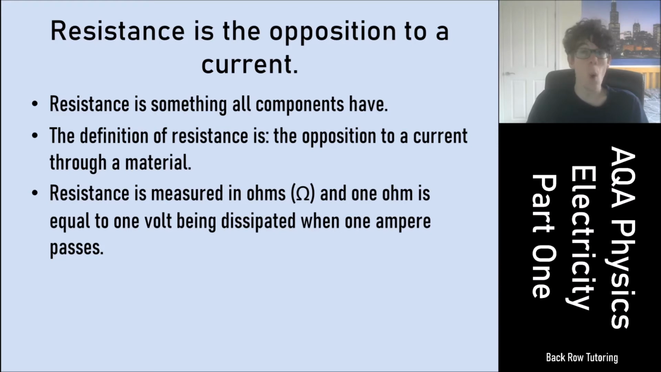Resistance is measured in ohms, which is given the symbol omega, shown here. And 1 ohm is equal to 1 volt being dissipated when 1 ampere passes. So the definition of 1 ohm is 1 volt being spent, if you like, when 1 amp passes.